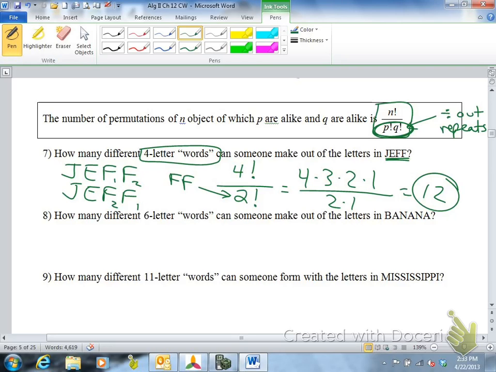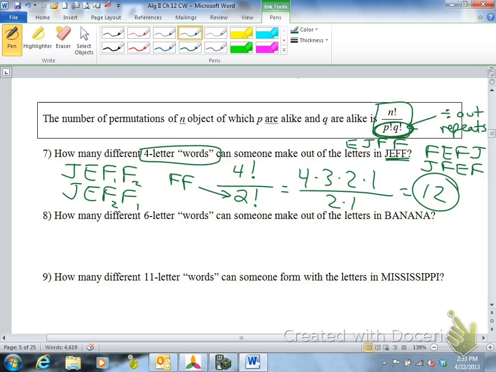So one of them would be fefj. Another would be Jeff. Another one would be ijef. There are 12 of those.